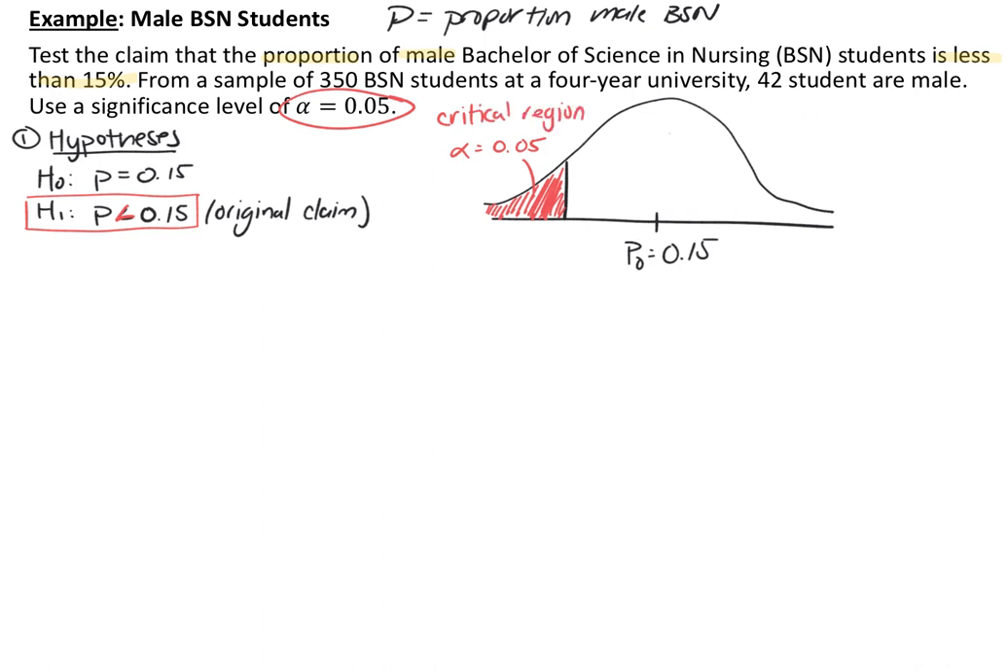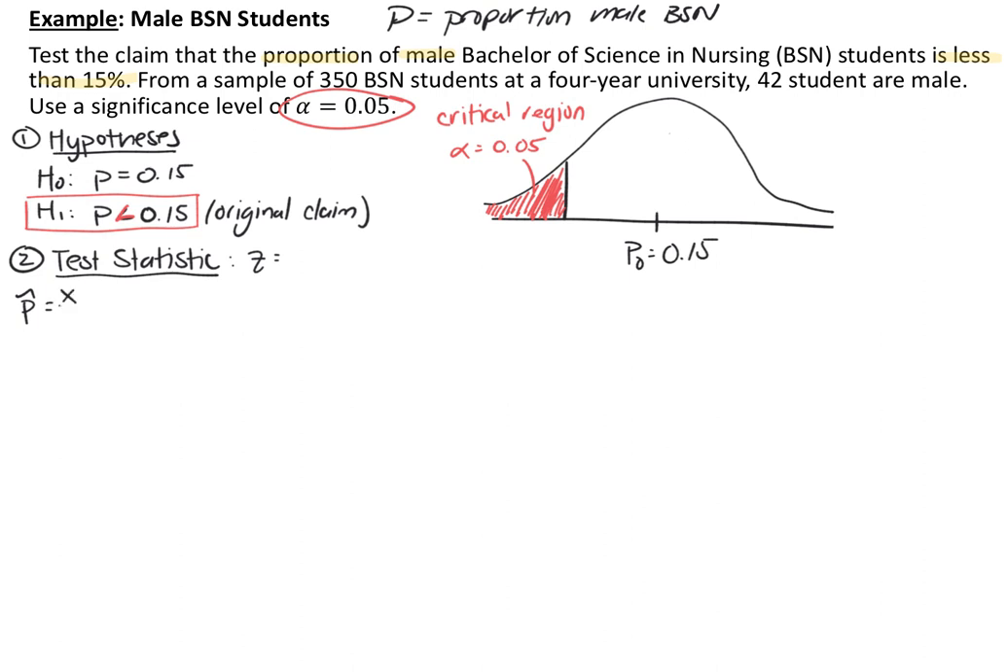The next step in doing a hypothesis test is to take a look at our sample data and calculate our test statistic. When we're testing a claim about a proportion, our test statistic is always going to be a z-score. To get that z-score, I need some sample data, and the sample data that I'm going to look at is the sample proportion. So I need a p-hat value.